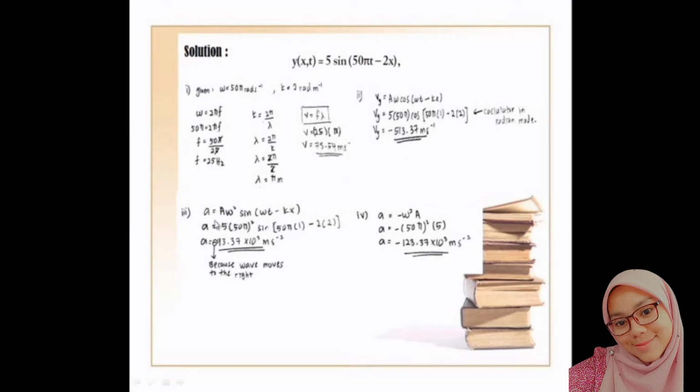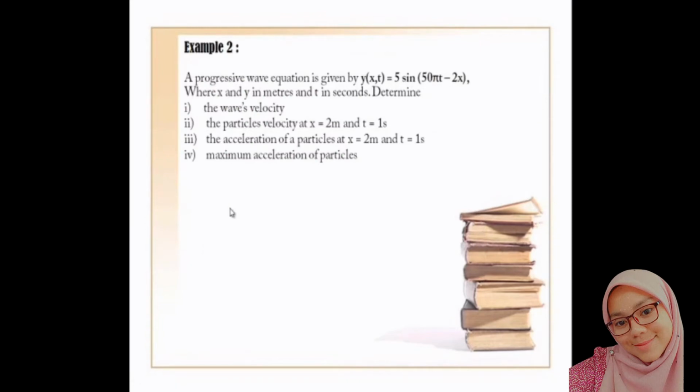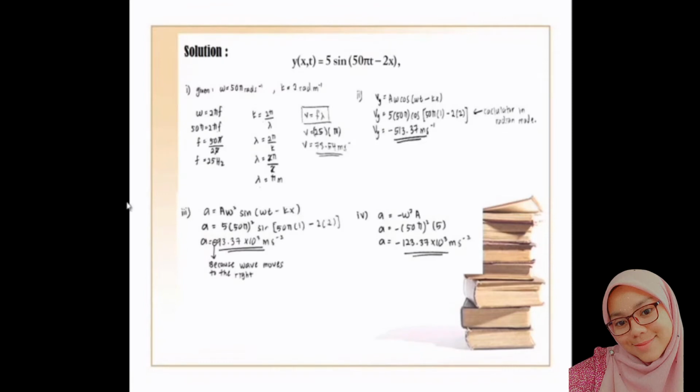Okay, lepas tu soalan yang ketiga, ditanya the acceleration of particles at x equals 2 and t equals 1. Okay, so formula acceleration particles ni saya dah tunjuk tadi dekat awal-awal slide tadi tu. So kita punya formula adalah a equals amplitude A omega squared sin(omega t minus kx).